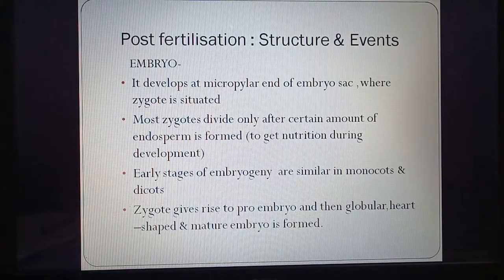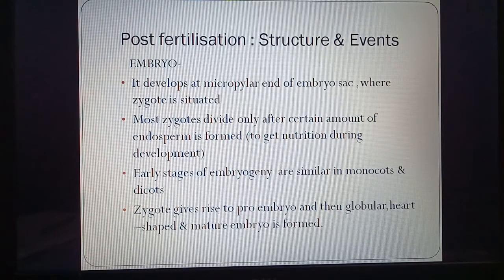So first we will see embryo. It is the structure formed after fertilization or post-fertilization. It develops at the micropylar end of the embryo sac, the end where the micropyle is formed, and it develops from the zygote. Most zygotes divide only after endosperm is formed. So zygote division starts only after endosperm is formed because endosperm provides nutrition to the zygote.